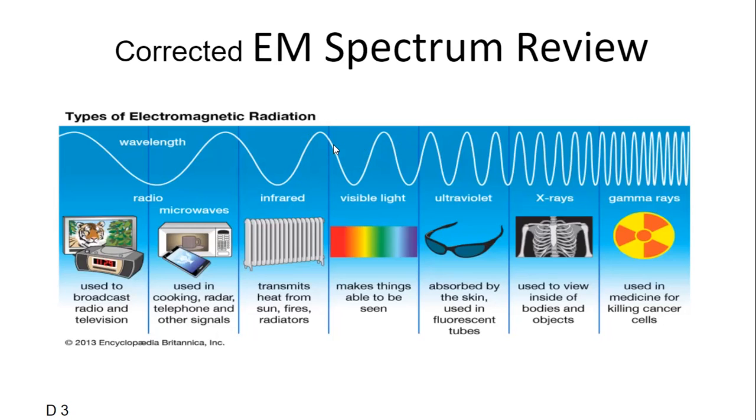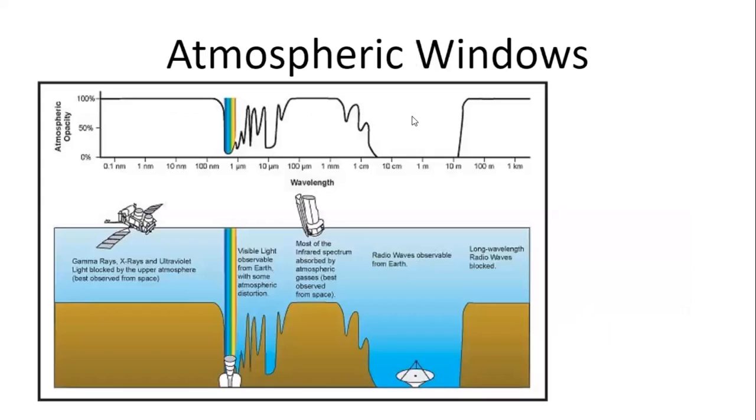And this is an inaccurate model because it shows them as all even, but really radio waves make up over half and visible is a teeny tiny portion. So because we have an atmosphere, not all of those wavelengths penetrate to Earth's surface. So these are our atmospheric windows.